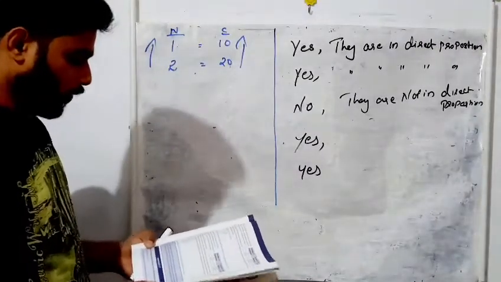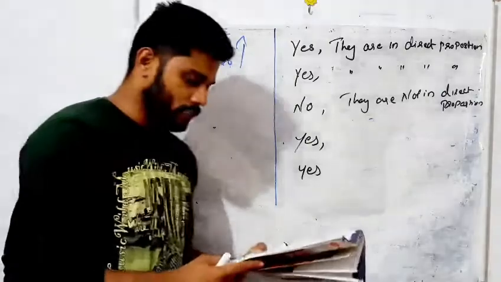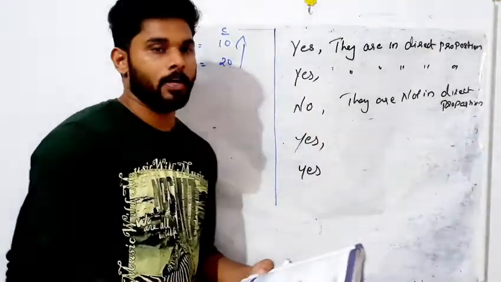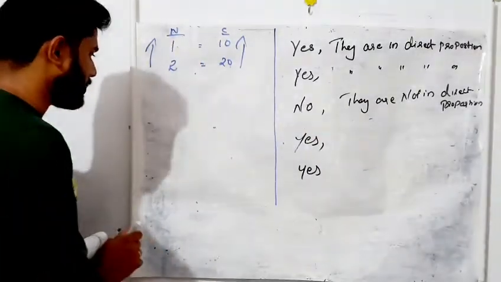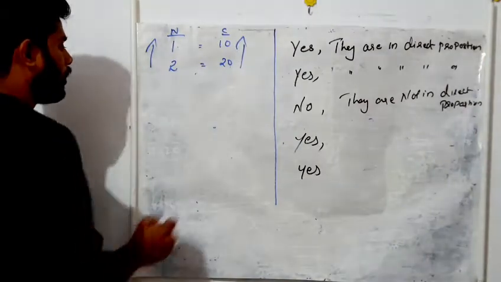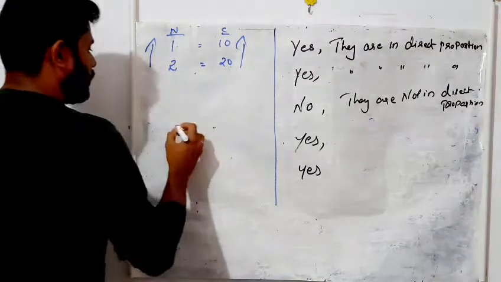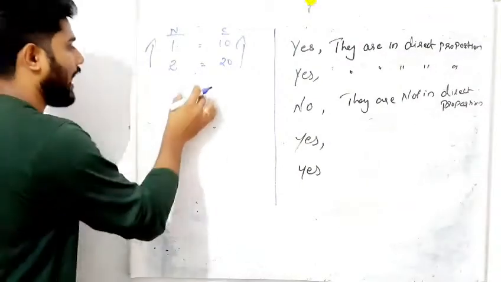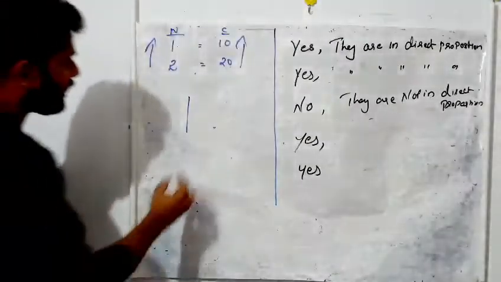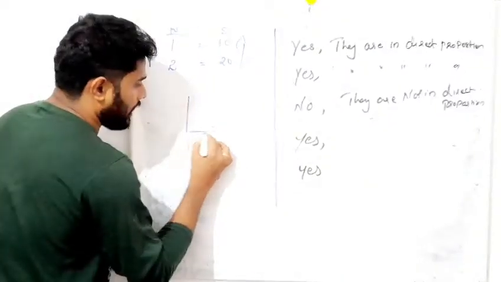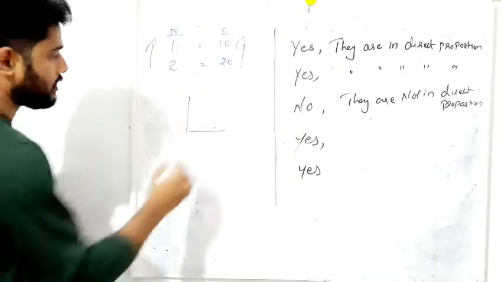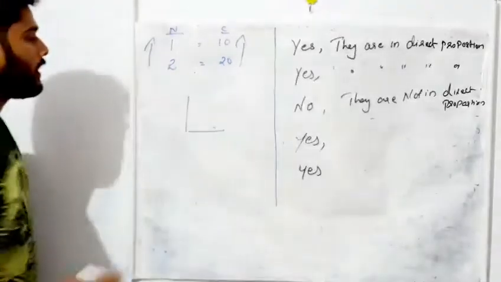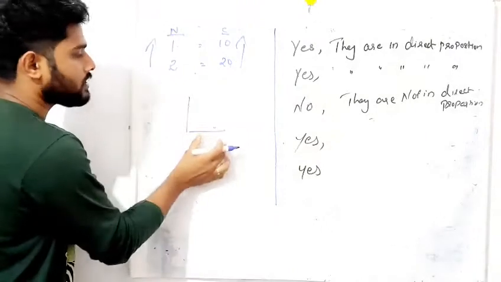Now the second question: the height of poles and the length of their shadows at a given time. You just imagine this is a pole. Height is understood. You just imagine the pole height is this much, so the shadow is also this much. This is the shadow and this is the height of that pole.